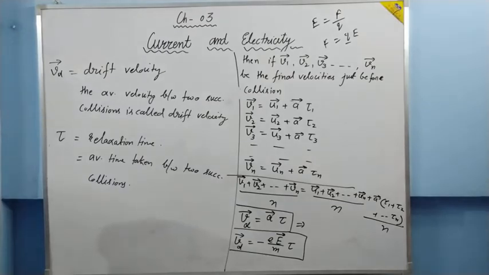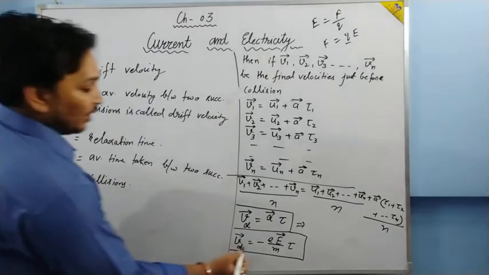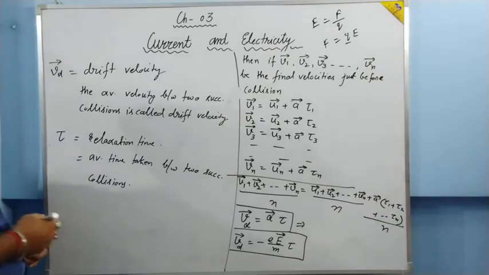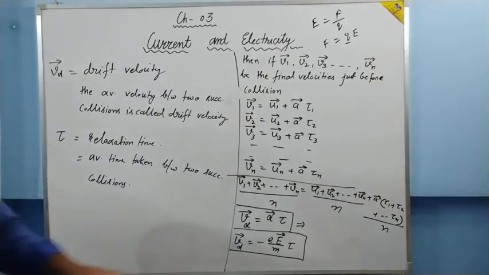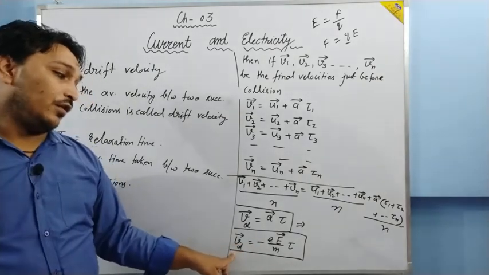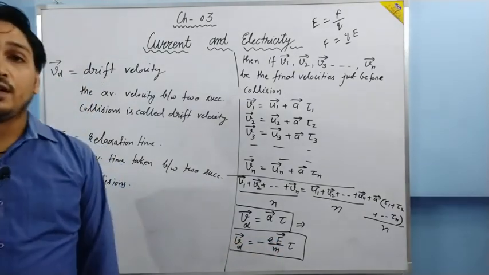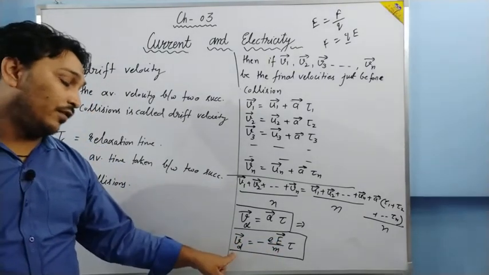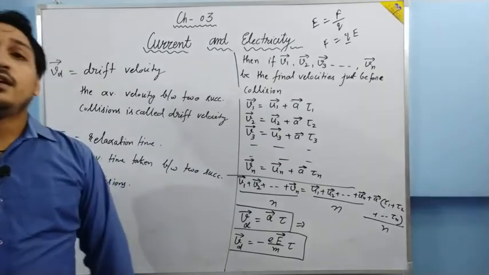One more thing, it was asked in the board examination, what is the significance of this negative sign? What does this negative sign signify? The negative sign signifies that the direction of drift velocity is just opposite to the direction of the electric field.